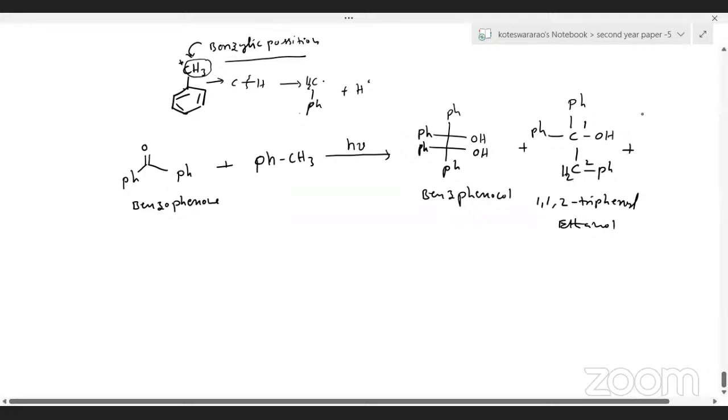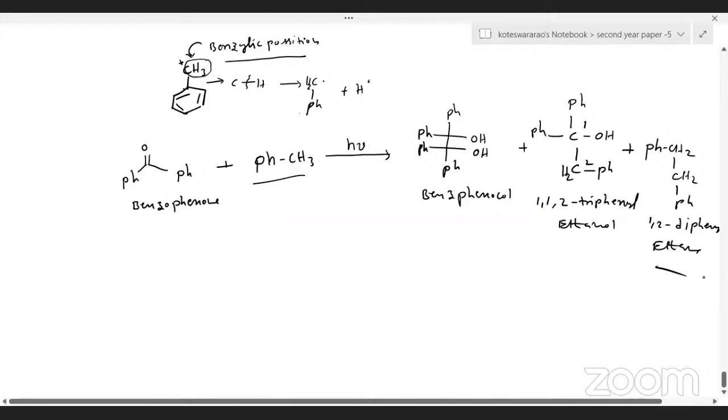And the other product: dimerization takes place by these toluene molecules. After formation of the toluene radical or benzyl radical, it combines with another toluene radical or benzyl radical, which is the formation of 1,2-diphenyl ethane. These are the products. How are these products generated?